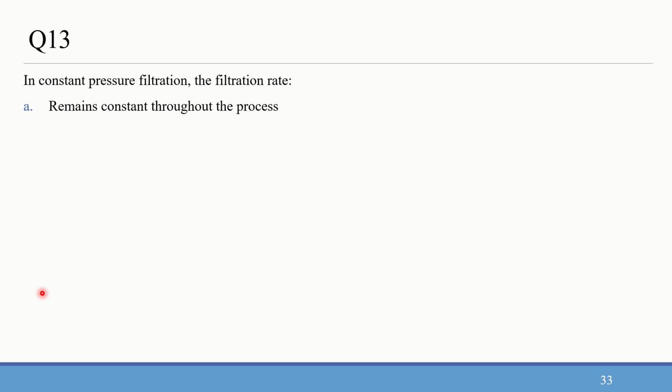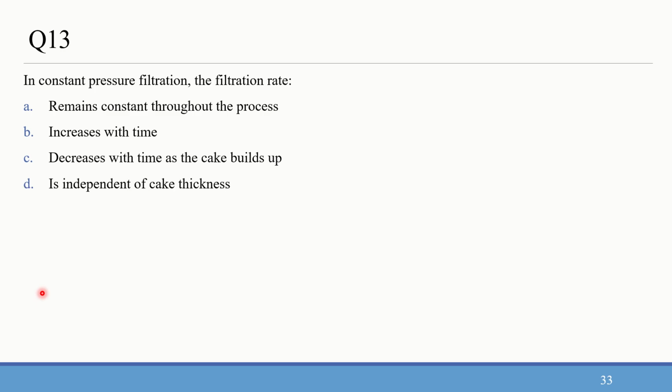For question 13, we have: in constant pressure filtration, the filtration rate dash. Option A, remains constant throughout the process. Option B, increases with time. Option C, decreases with time as the cake builds up. Option D, is independent of cake thickness. In constant pressure filtration, what happens is that the filtration rate actually decreases with time as the cake builds up. So answer is option C.